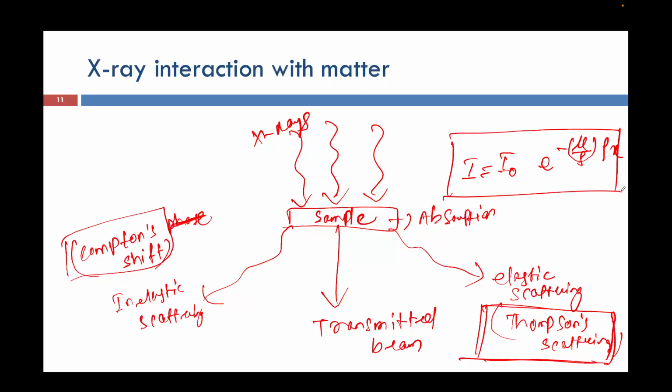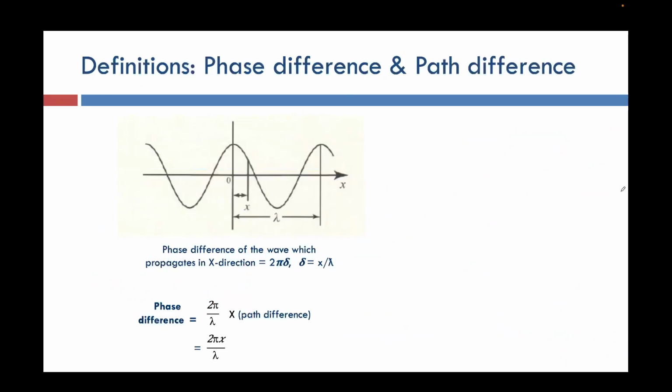So effectively, absorption plus scattering are the two phenomena we have to consider when talking about X-rays. Then come two important terms which we will see in the next slide: phase difference and path difference. Let's say my wave is traveling in the direction of x, and the wavelength is lambda. Since X-rays are electromagnetic radiation, they have both particle nature as well as wave nature. Why am I considering wave nature here?